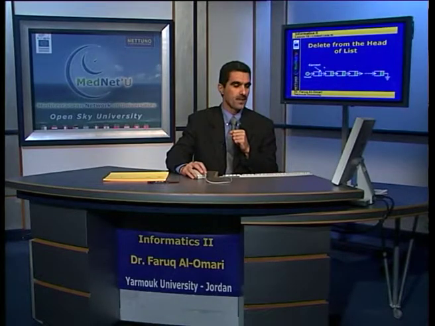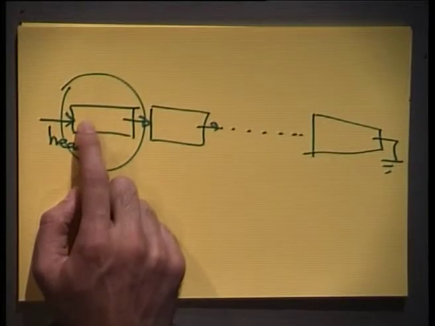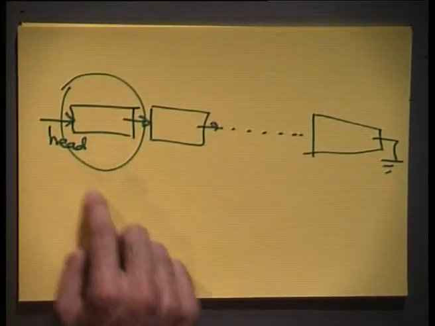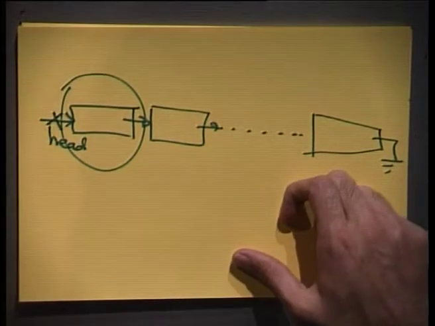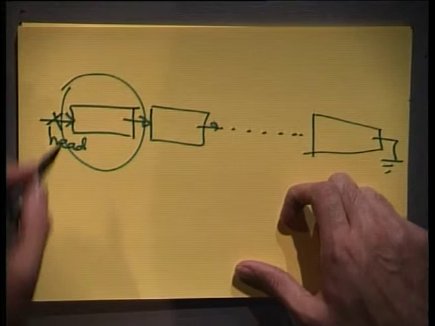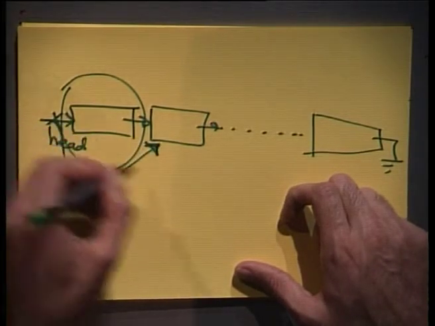What do I do after that? Well, here's current pointing to my node, and now the next step. Basically, instead of having head pointing to this node now, I would like to make it point here. So instead of pointing to this node, I would rather make it point to this one. So this is step number 1.